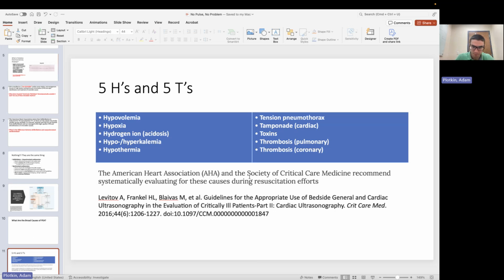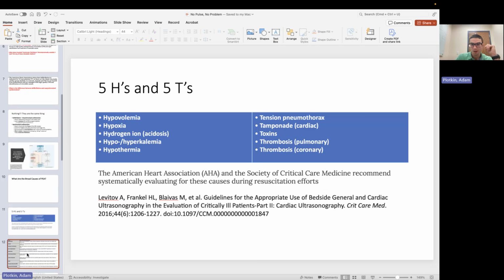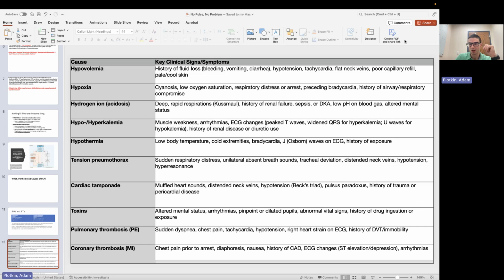All right. So the American Heart Association and the Society of Critical Care Medicine recommend systematically evaluating for these causes during resuscitation. So what are we going to do? How are we going to look for these causes? Well, if the patient is hypovolemic, right, we're going to look for a history of fluid loss. Do they have bleeding, vomiting, diarrhea? What's their blood pressure, right? Do they have reflex tachycardia? What do their neck veins look like, right? Are they flat? That indicates low blood flow, right? Do they have poor cap refill, pale and cool skin, right?